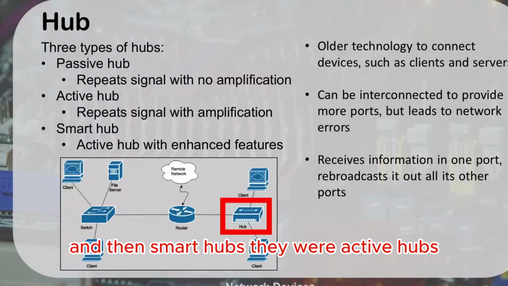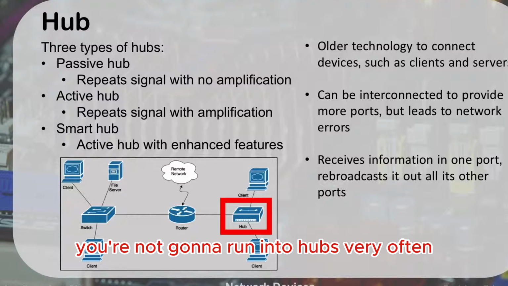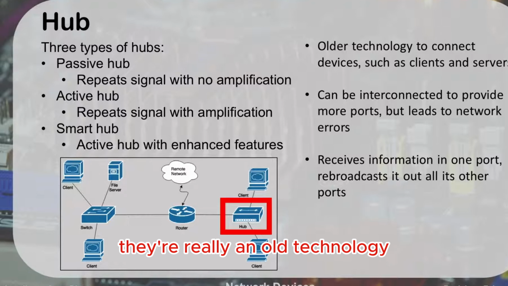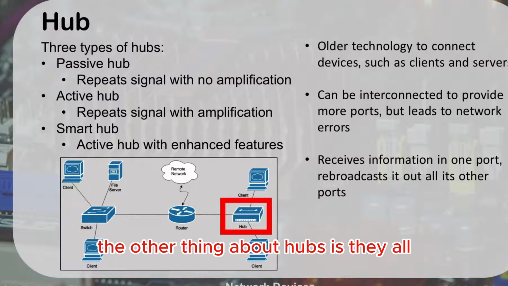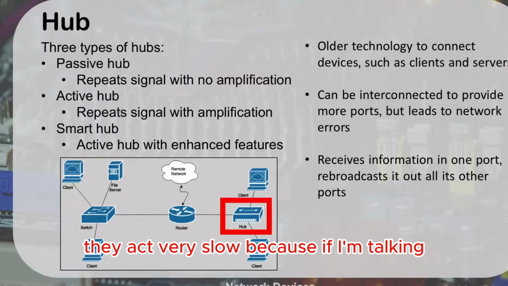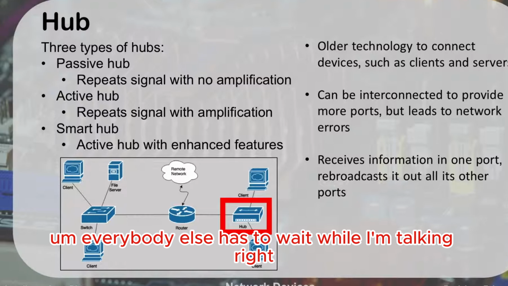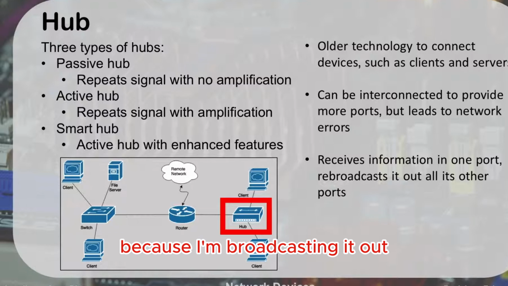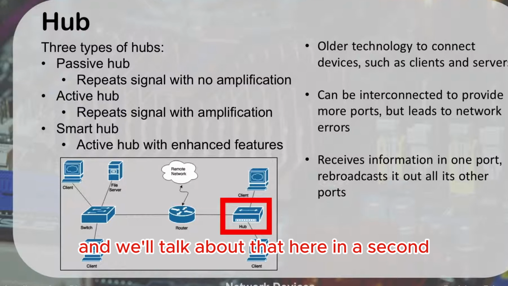And then the smart hubs, they were active hubs, but they have some extra enhanced features. Again, you're not going to run into hubs very often. They're really an old technology, and they're not very secure. The other thing about hubs is they act very slow, because if I'm talking and passing that message from Sarah to Joe, everybody else has to wait while I'm talking, right? Because I'm broadcasting it out all the ports. With a switch, we actually added some intelligence, and we'll talk about that here in a second.